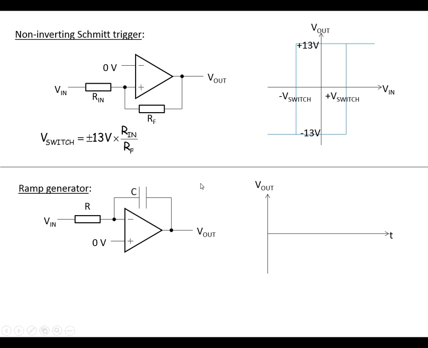Ramp generator. This is the formula for the ramp generator. If Vin is positive, then it's going to be ramping down, as this shows. So Vin is positive, it ramps in the downwards direction, and the gradient delta Vout over delta t is given by minus Vin over Rc.